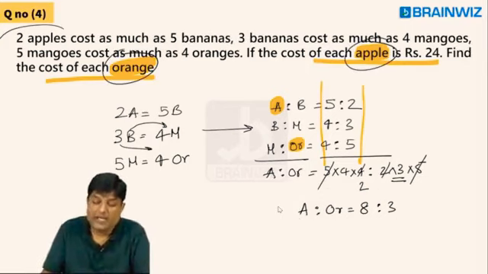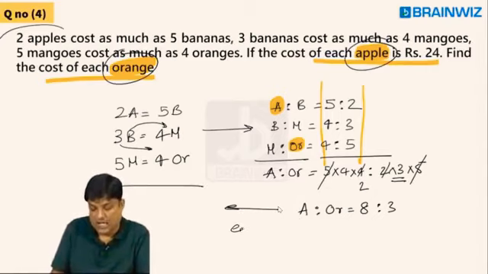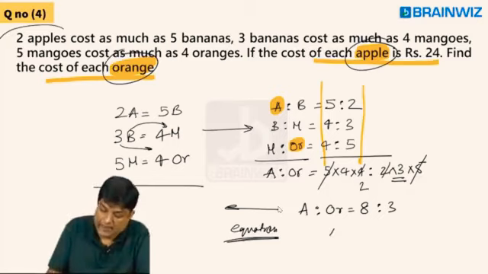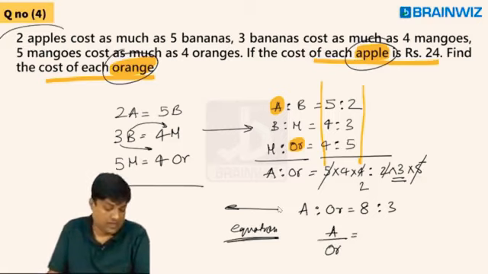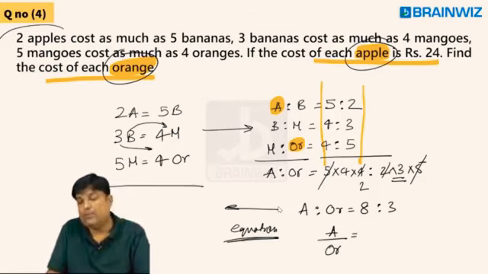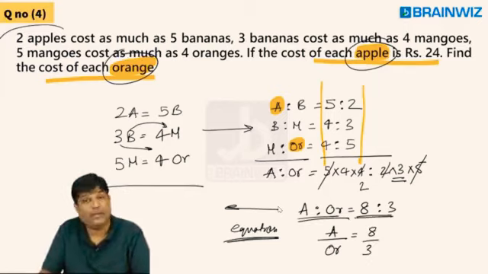Following now. Now, I have to take it back to the equation. How can I write it as an equation? Everybody listen very carefully. Apple by orange. Listen carefully, everybody. Apple by orange is 8 by 3.